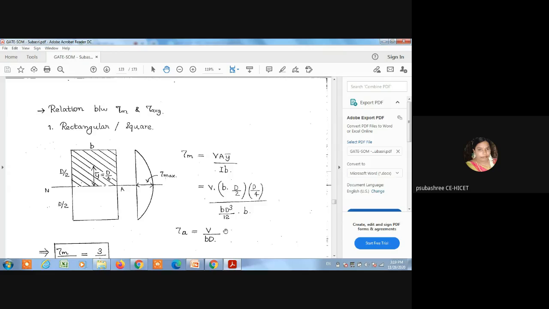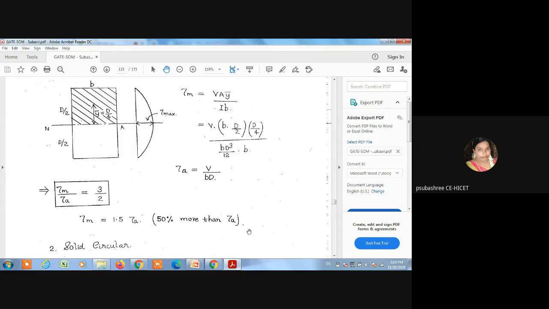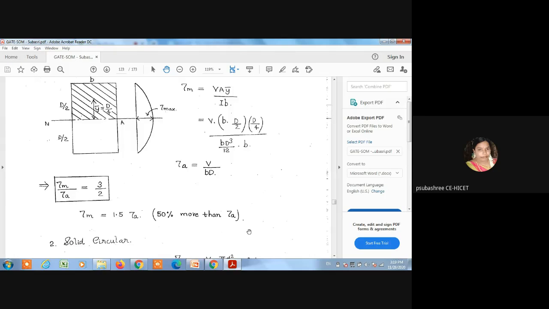The relation for rectangular or square sections is equal to 3 by 2, which is 1.5. So the relation between maximum shear stress and average shear stress in a square or rectangular section is 1.5. Tau maximum divided by tau average is equal to 1.5.